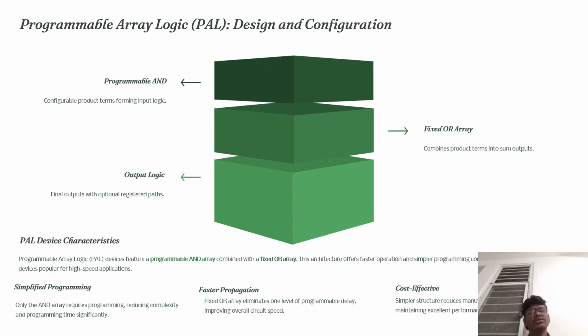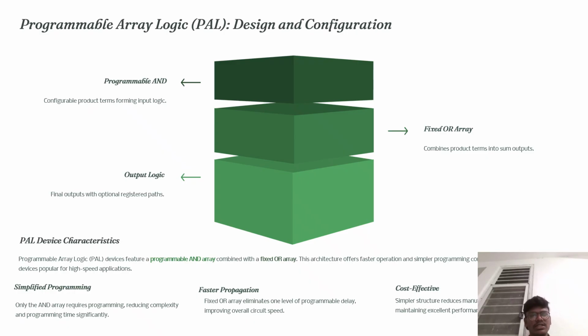Programmable array logic. The shortcut form is PAL, design and configuration. This is the top AND array of programmable and configurable terms forming input logic. This middle one is the fixed OR array. This combines product terms into sum of products outputs. Last one is output logic. Final outputs with optional register paths.